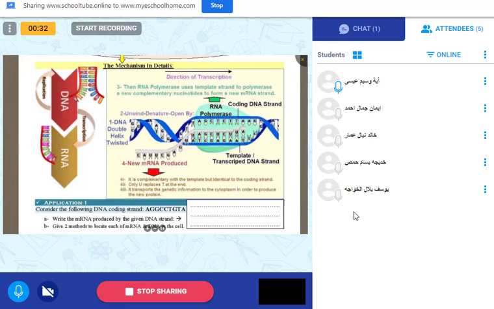Can you read, Aya, step 3? Yes. Then RNA polymerase uses the template strand to polymerize a new complementary nucleotide to form a new mRNA strand.